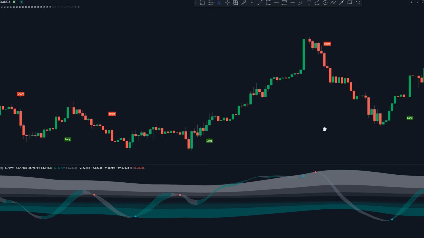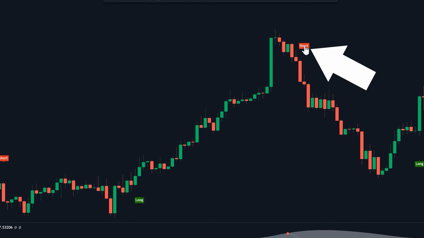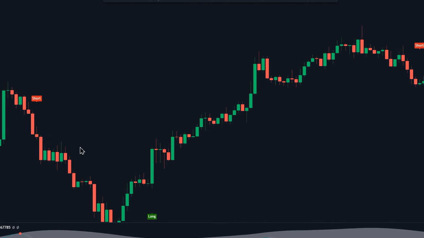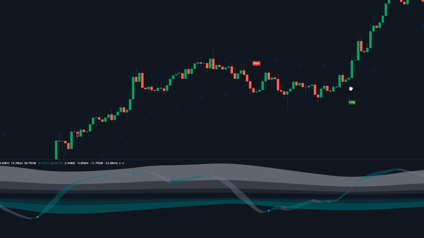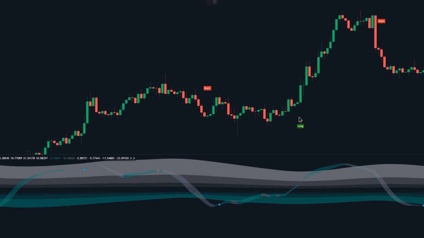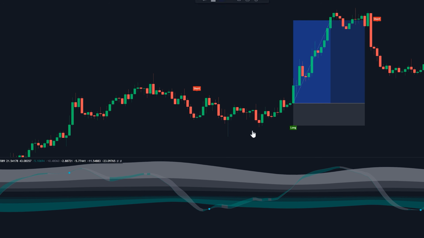This indicator is going to print long and short signals directly on our chart, helping us to identify potential trend reversals or even continuations. By combining these signals with those from the Pulse Oscillator, we can increase the accuracy of our trades. So how can we take long and short positions using these two indicators?